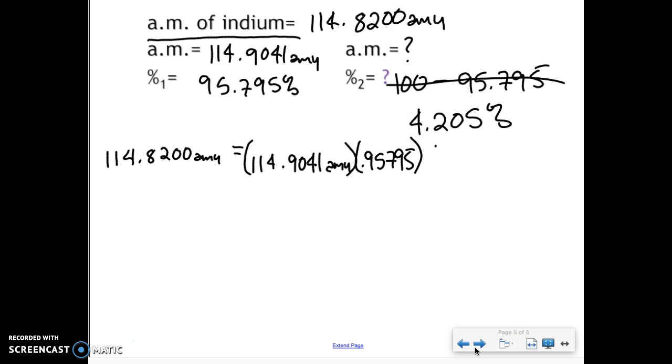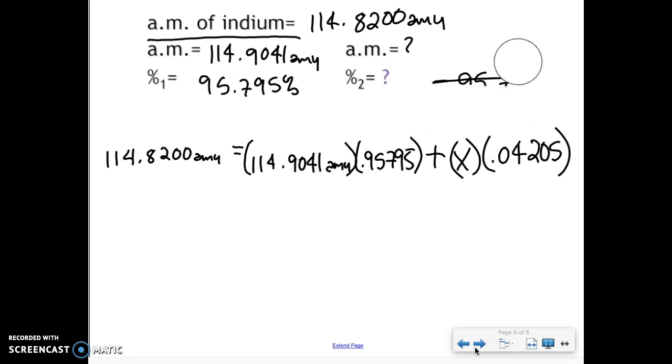Now, that's added to, okay? Remember, it's added to the mass of isotope 2, which we don't know. I'm going to call that X. Multiplied times the percentage of isotope 2, but remember the percentage has to be divided by 100. When I divide that by 100, I'm going to get 0.04205. Hopefully that makes sense. So you guys, the best part about this is now all we're doing is we're solving for X. This is simple algebra. We should be able to do it.